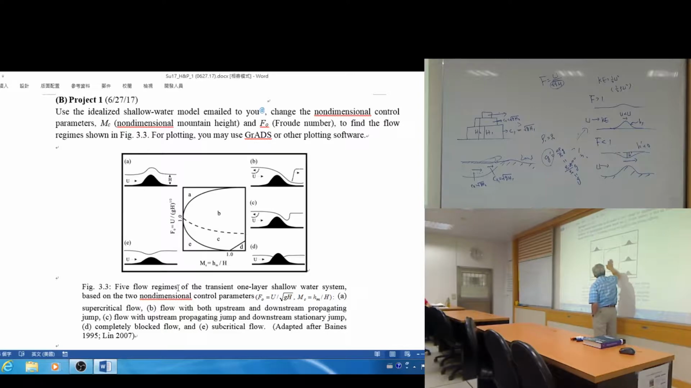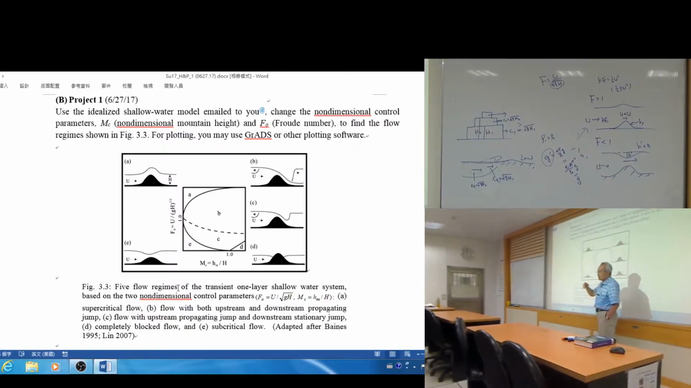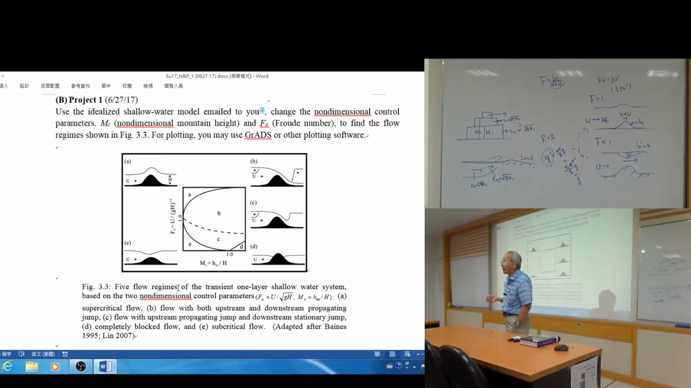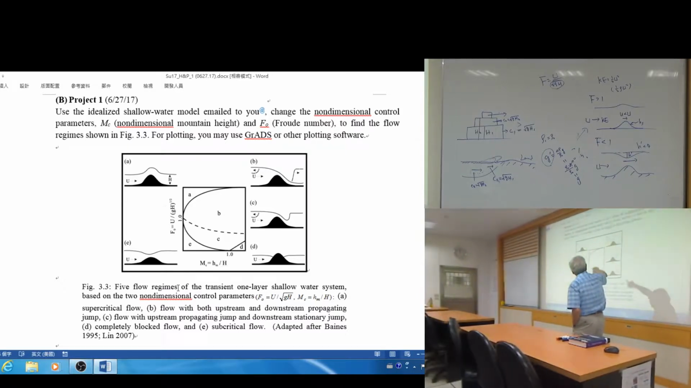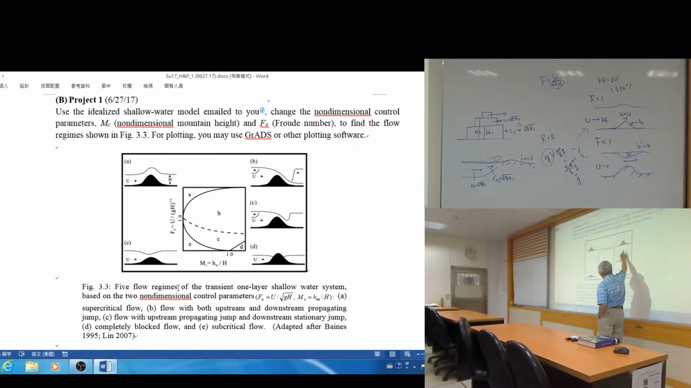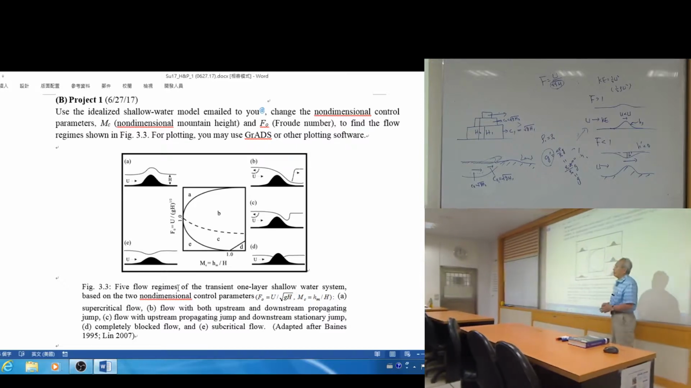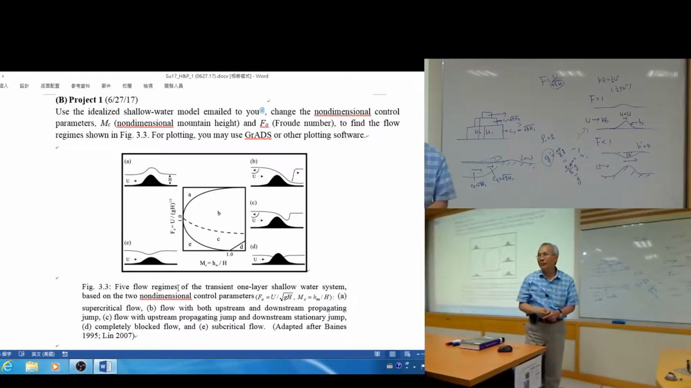So all these areas, the parameters can theoretically produce this type of flow. In this area, this M. If M is here, then you have to find F in this area. If your M is here, you have to find F in this range here, and then you can produce region C. Okay, you know what I mean?